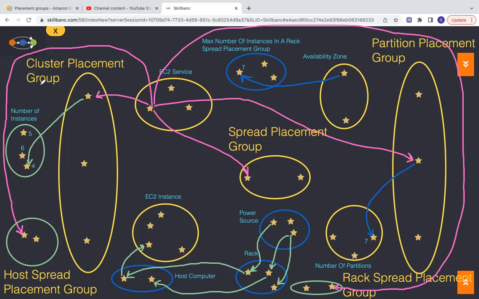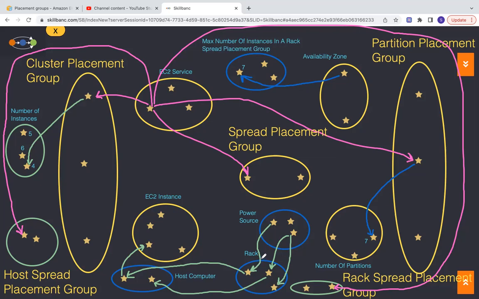Whenever you need high network traffic, high throughput, and high speed communication between instances, then that's when you put those instances in a cluster placement group. Okay, so before going to the other placement groups, we'll talk a little bit about how this whole hardware is organized in the AWS Cloud.